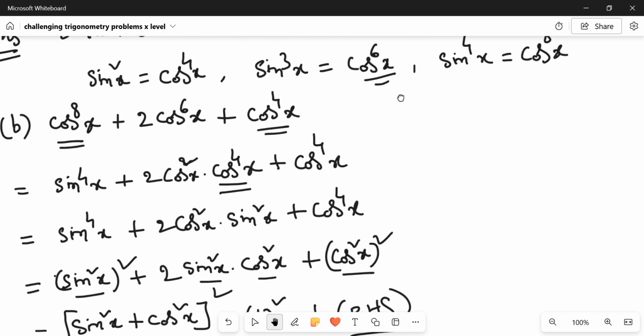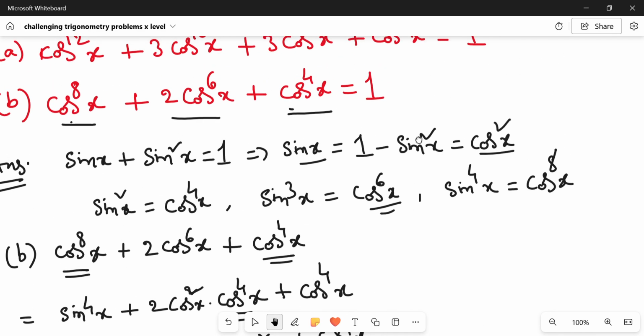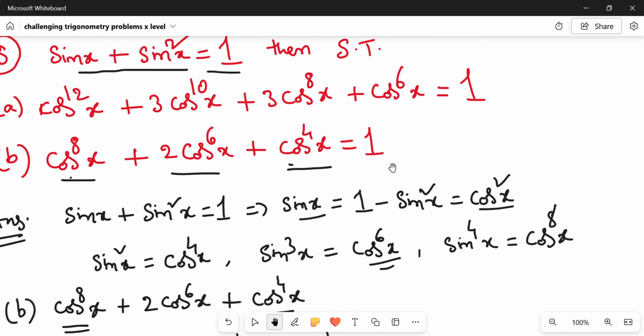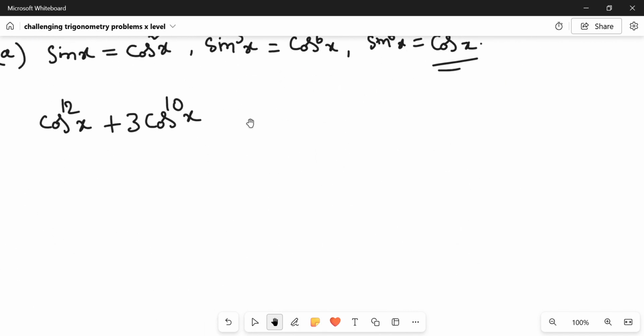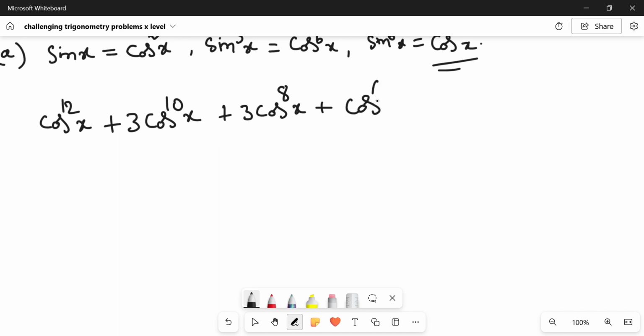Some two more terms are there. So that is 3 cos power 8x plus cos power 6x. So 3 cos power 8x plus 3 cos power 8x plus cos power 6x. This is what the crux is. Now, this is what we have to solve.